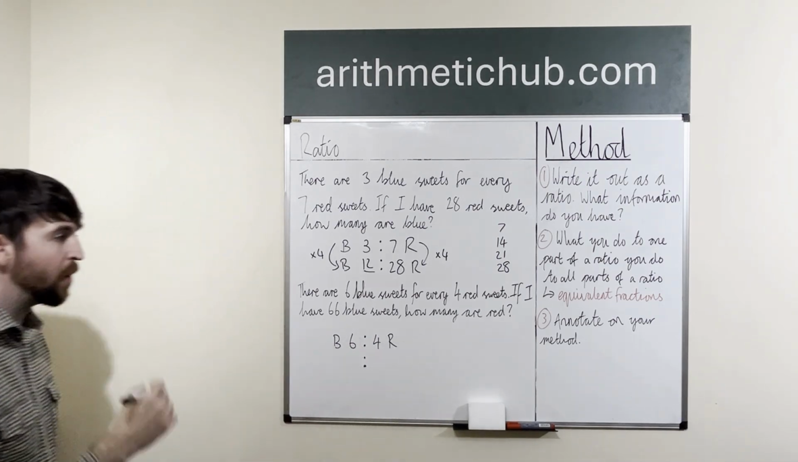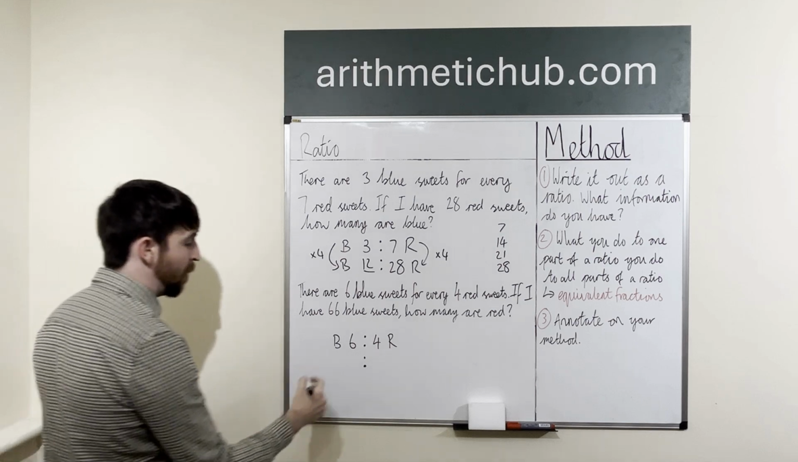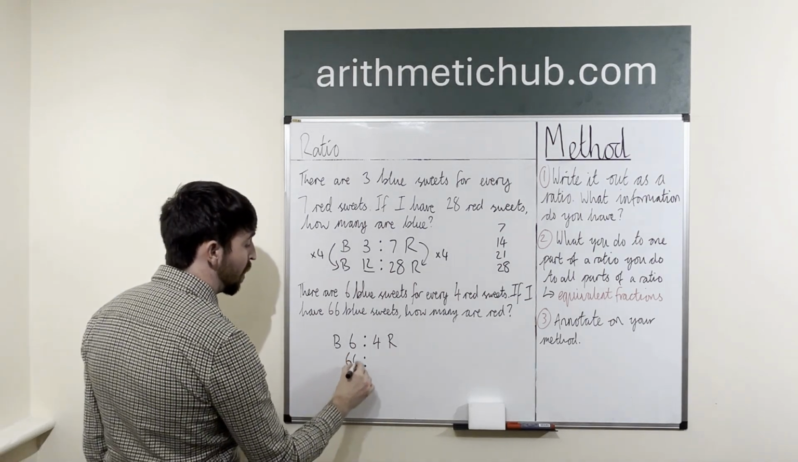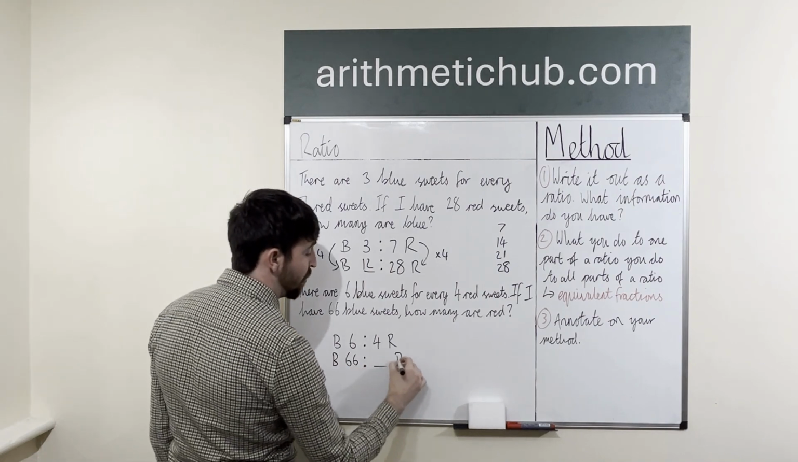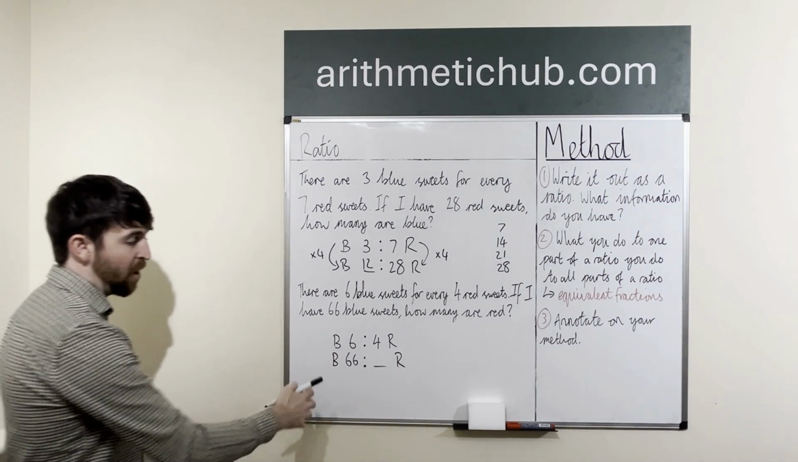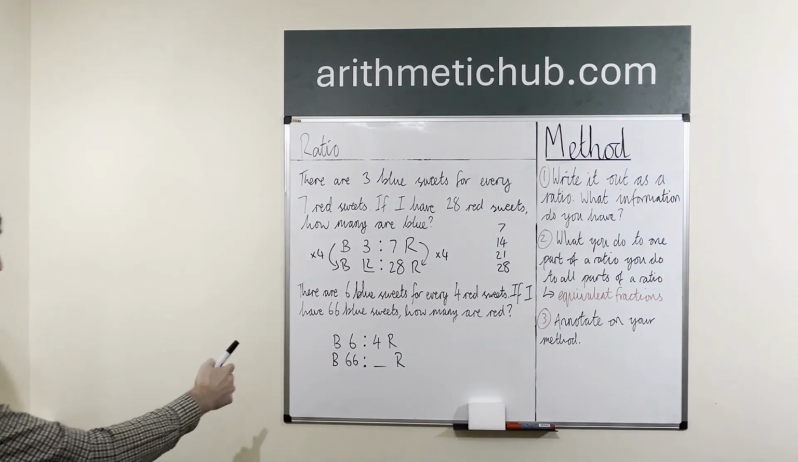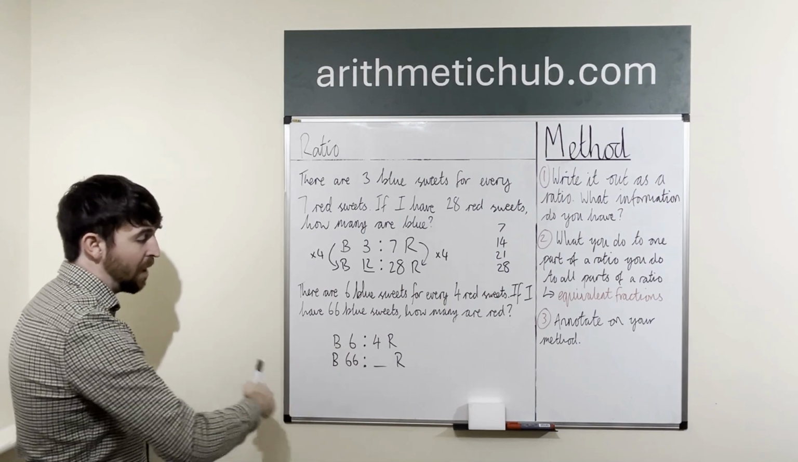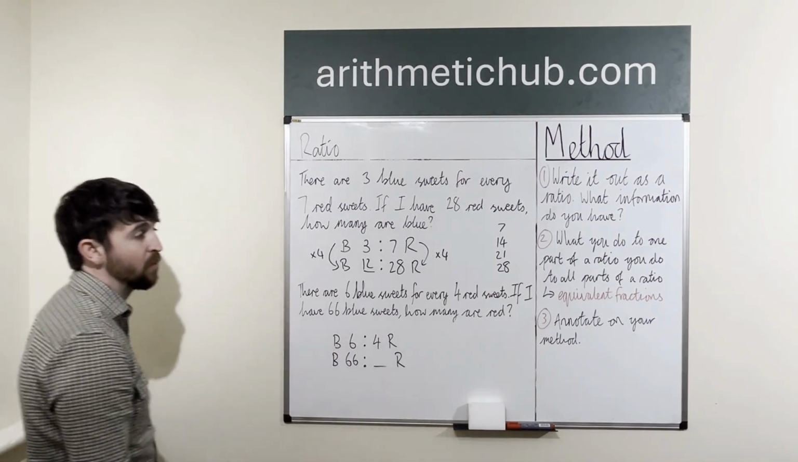What other key information do I have? Well, let's check in with the question again. If I have 66 blue sweets, how many are red? So now I know the total amount of blue sweets that I have is 66. I don't know my total amount of red sweets. Okay, so I've now got a missing box. I've set it up as a full ratio here. What information do I have? A ratio of 6 to 4 and a total of 66 blue sweets. What I don't have is how many total red sweets.